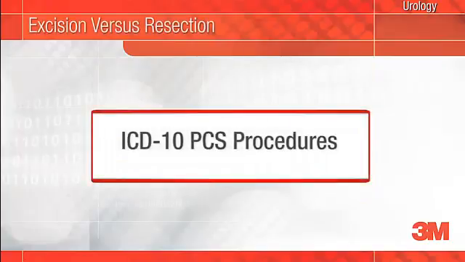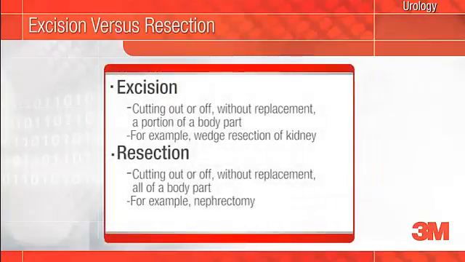ICD-10 PCS has specific definitions for excision and resection. A code for excision is used when only a portion or part of an organ or body part is taken, for example, a wedge resection of the kidney. Resection is taking all of a body part. For example, removal of the entire right kidney would constitute a resection. You don't have to use the words excision and resection according to coding definitions. The coder will apply the definitions based on your documentation of what and how much was surgically removed.